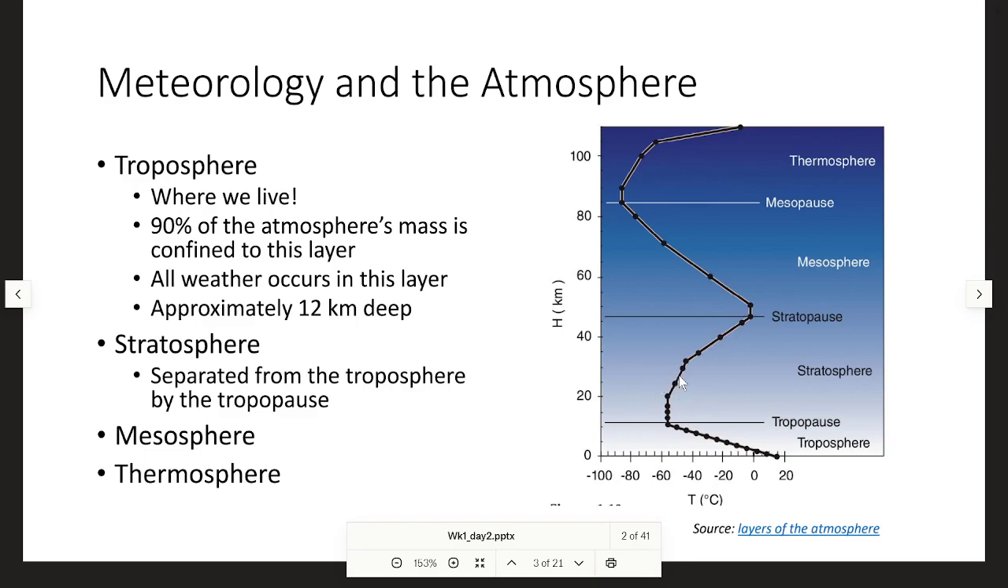Then we have the mesosphere, where a lot of electromagnetic phenomena go on. This is where you get aurora borealis and other things. And then you have the thermosphere, where the temperature starts increasing with height again. The only thing with the thermosphere is that the particles are so far apart that if you went up there, you would freeze to death because you wouldn't get hit with any particles.